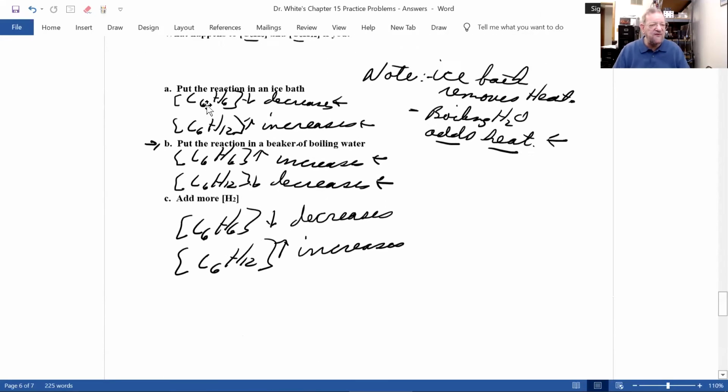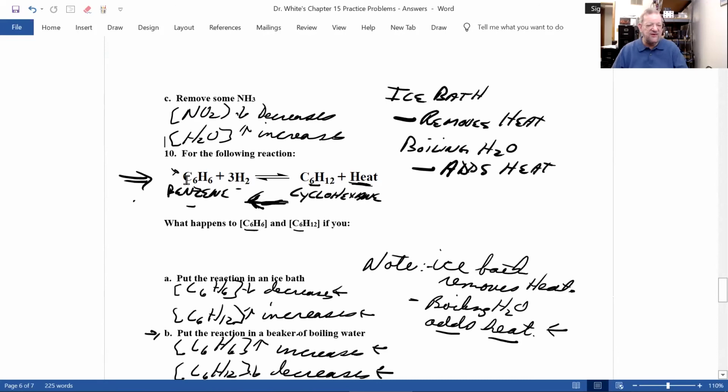Now, that was for this reaction. If you notice, and I didn't write it down, bad Dr. White, this is an exothermic reaction, because heat is given off, it's on the right side.